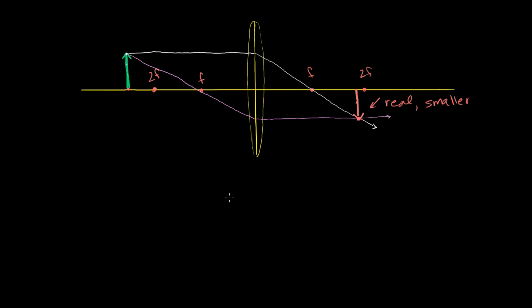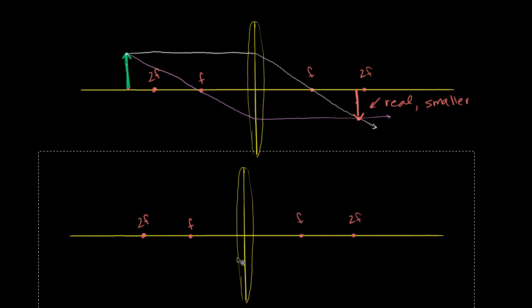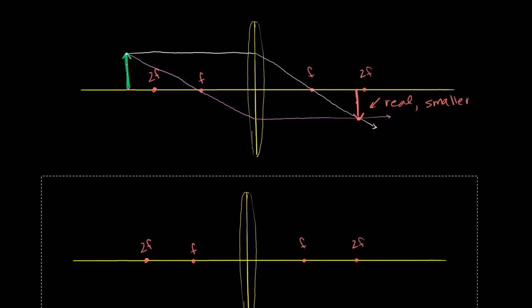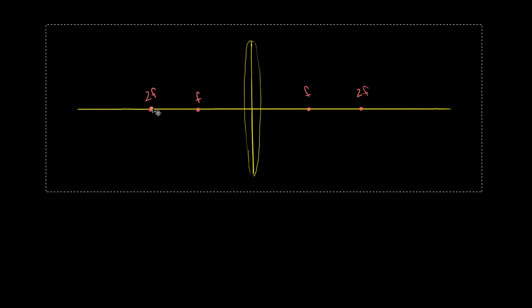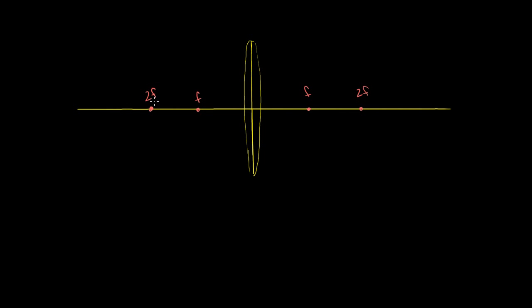Let's do a couple of other scenarios. I copy and pasted this before starting this video to save on time. So let's do a situation now where the object is at the 2 focal distances, I guess we could call it. Let's put the object right over here. I'll do it in blue this time. But we do the exact same thing. You might want to do it on paper on your own just to get some practice doing it.